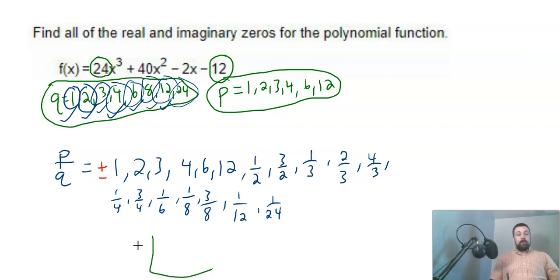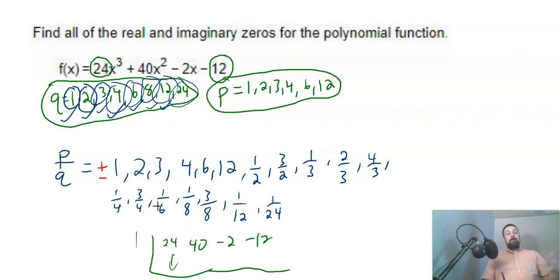So you would check by doing this. You might check 1 first. You'd have 24, 40, -2, -12. You would check by going through the synthetic division, but it doesn't work. -1 doesn't work. 2 doesn't work. -2 doesn't work. So that's probably where most people would start. And you might not check the more extreme ones like 6 or 12, but a lot of people probably would go through like 1 through 4.